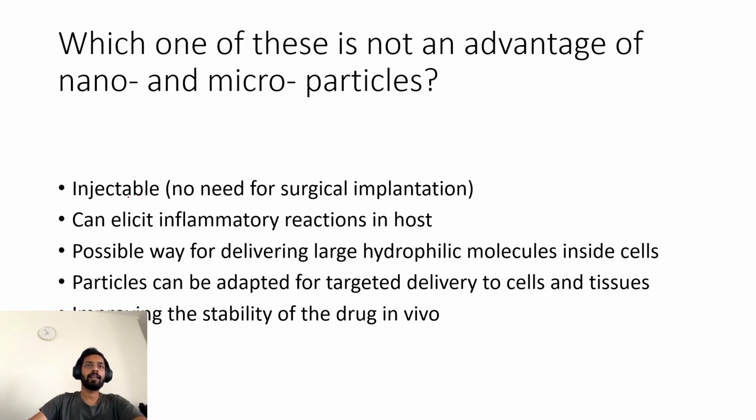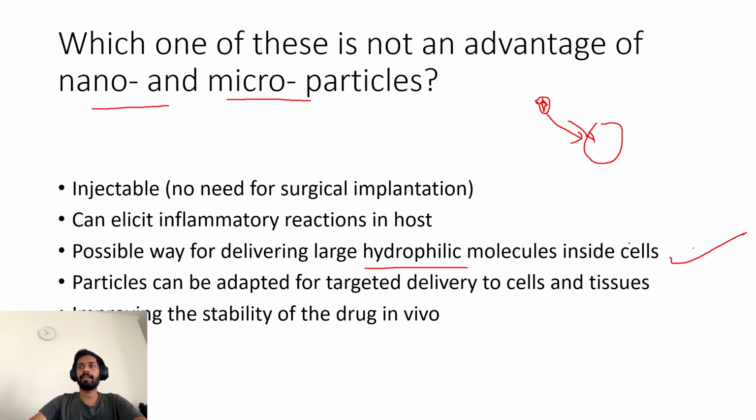So, a hydrophilic drug molecule will not readily cross the cell membrane, right? But if you want to deliver these inside cells, they're saying nano and microparticles can be used, wherein you basically encapsulate your hydrophilic drug inside the nano and microparticles, and these microparticles can go into the cell through several different routes. So that's an advantage clearly, right? Otherwise you would not be able to deliver these hydrophilic molecules inside cells. So in this case, wrong answer.